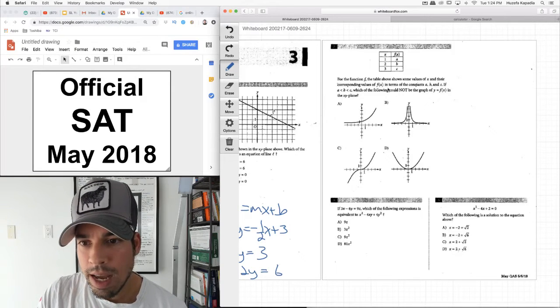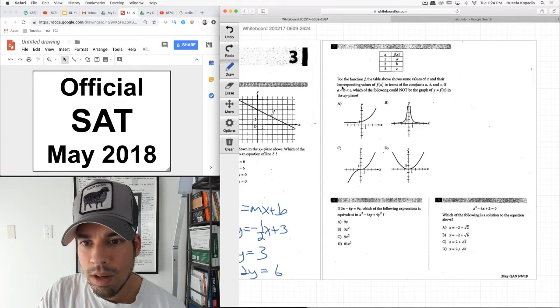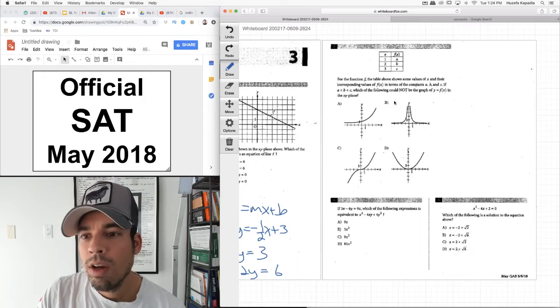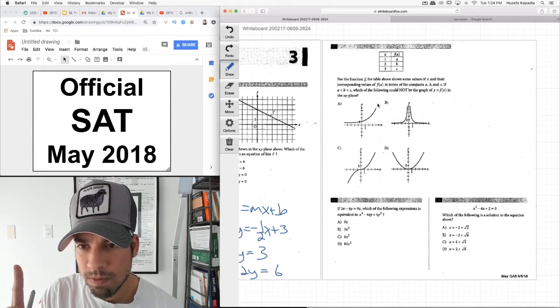Okay, for the function f, the table shows some values of x and their corresponding values of f of x in terms of the constants a, b, and c. If a is less than b is less than c, wait, hold on. Yep, okay, that's the smallest next. Which of the following could not be the graph of this in the xy plane?